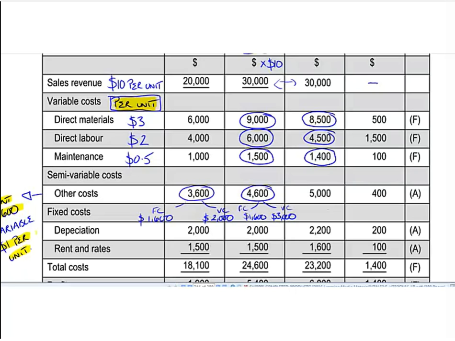So the original budget was based on 2,000 units, so therefore the fixed element was 1,600, the variable was 2,000. And if we flex that for our flex budget of 3,000, we would expect to have semi-variable costs of 4,600. We didn't, we had semi-variable costs of 5,000, so this time we've actually spent more than we expected to, therefore resulting in an adverse variance.